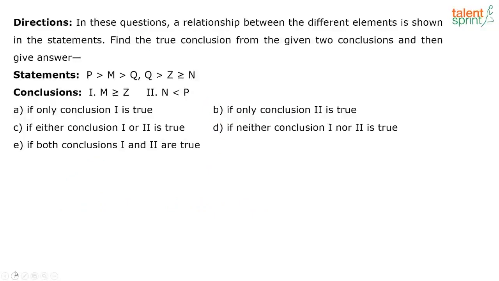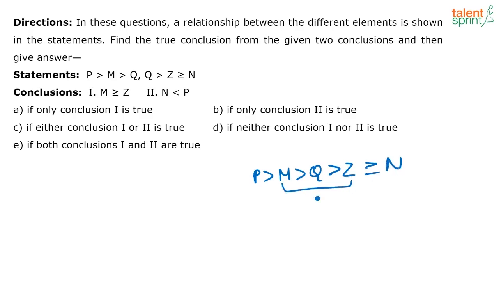So what is given here? P is greater than M is greater than Q. Q is greater than Z greater than or equal to N. So the first conclusion says M is greater than or equal to Z. See, with the given statements, what can you say? If you combine the two given statements, you can say P is greater than M, greater than Q, greater than Z, greater than or equal to N.